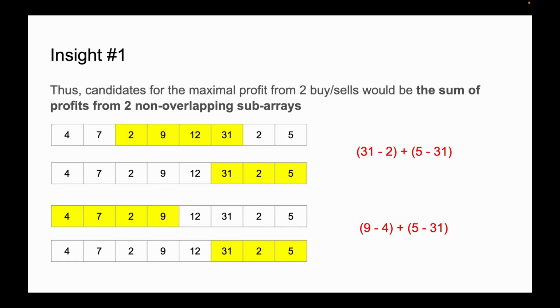Thus, the candidates for the maximum profit from 2 buy-sells would be the sum of profits from 2 non-overlapping sub-arrays. In the example on top, the total profit will be 31 minus 2 added on to 5 minus 31. In the example below, the total profit will be 9 minus 4 added on to 5 minus 31.